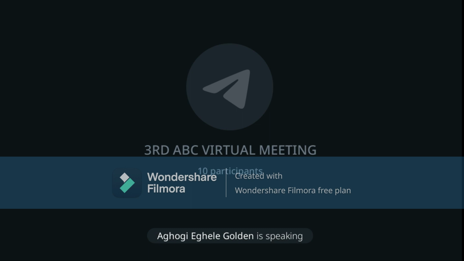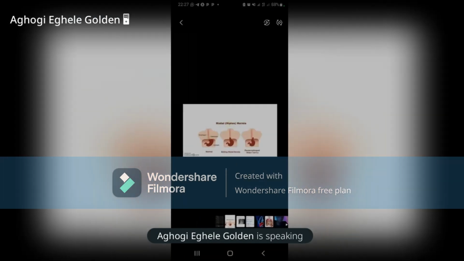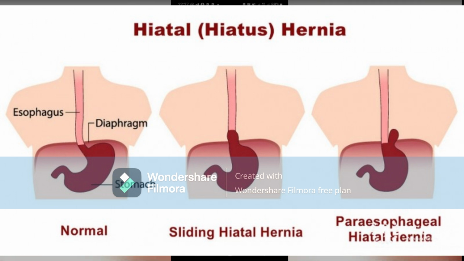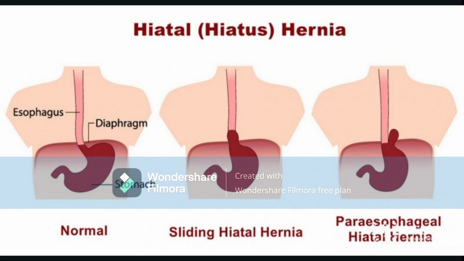Then another important clinical correlate is your hernia. Hernia is the protrusion of abdominal contents into the thoracic cavity. So in the diagram on the screen, you can see a normal diaphragm. In it, the stomach, the intestine, or the abdominal contents are still in the abdomen. But in sliding hernia, the cardiac end of the stomach moves into the thoracic cavity vertically, as you can see on the diagram.